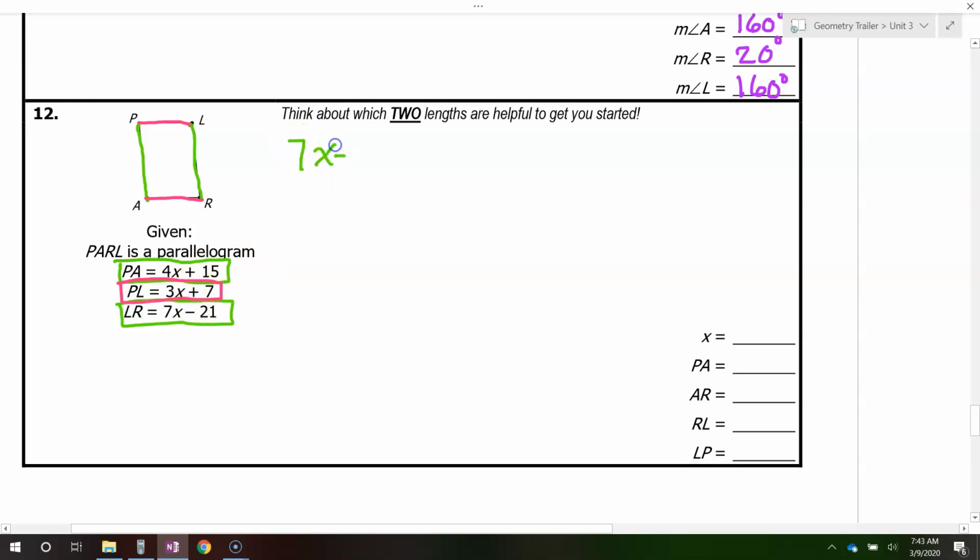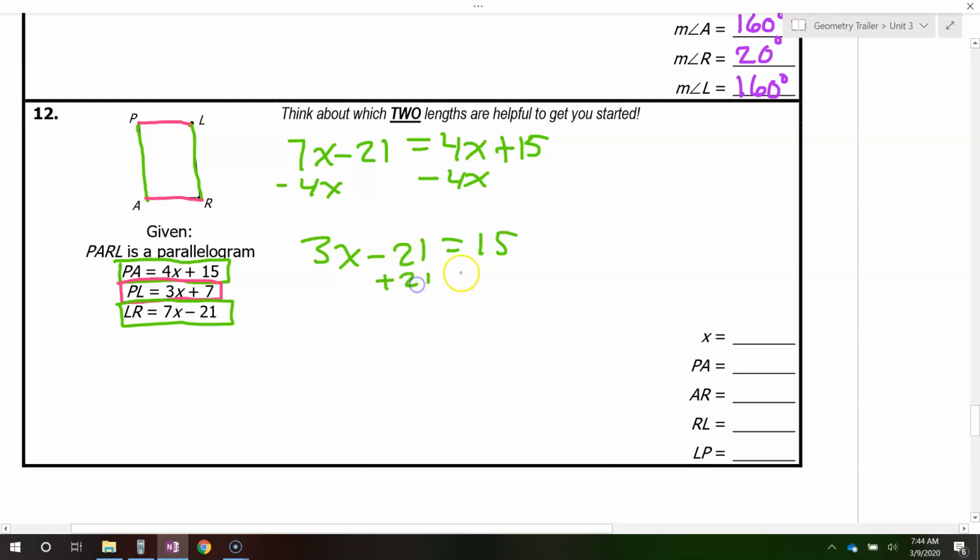So that means 7x minus 21 should equal 4x plus 15. If I subtract 4x from both sides, that's going to give me 3x minus 21 is equal to 15. Adding 21 to both sides, I'm going to get 3x is equal to 36. And if I divide by 3, that's going to give me x is 12.